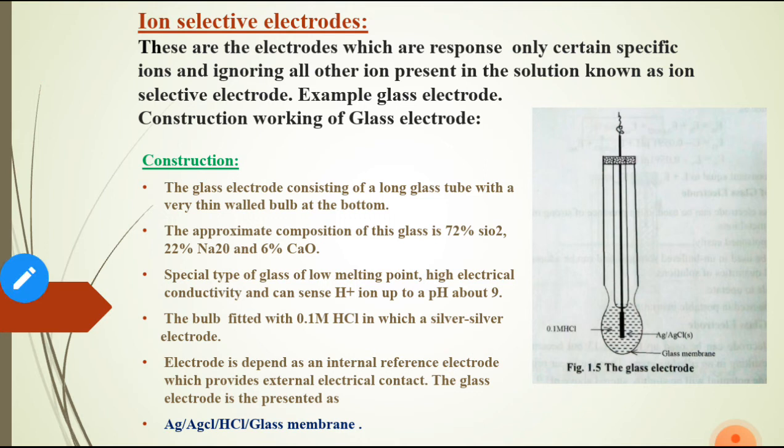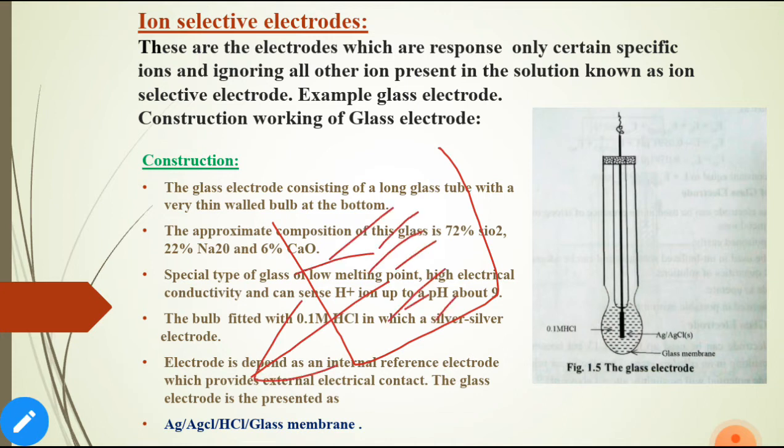Ion selective electrodes are the electrodes which respond only to certain specific ions and ignore all the other ions present in the solution. Means if you take this container, the container consisting of a mixture of solutions, that is NaCl solution and HCl solution, like that.